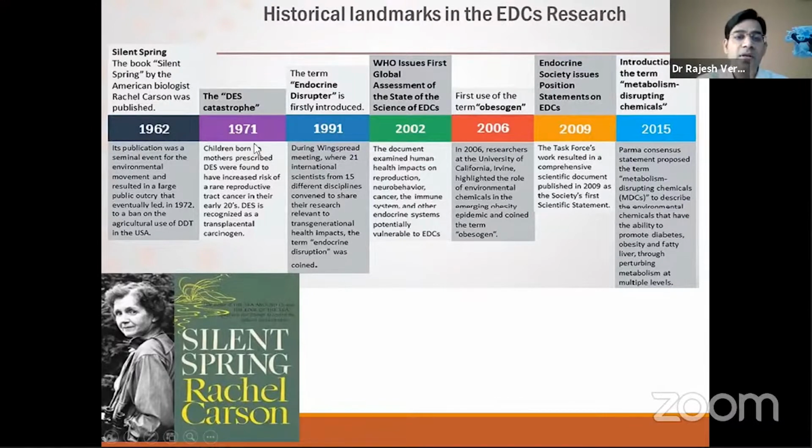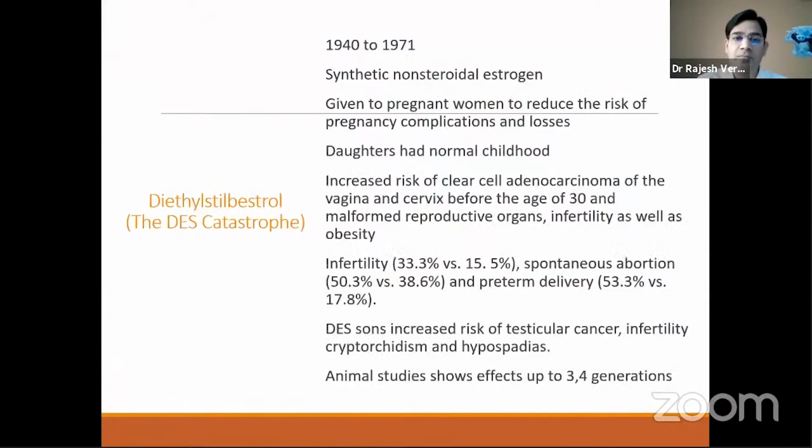In 1971, the DES catastrophe, which I will be discussing in the next slide. In 1991, the term endocrine disruptor was finally introduced. WHO issued the first global assessment of the state of science of EDCs in 2002. The word obesogen was coined in 2006. In 2009, the Endocrine Society issued its position statement on EDCs. And in 2015, the term metabolic disrupting chemicals was introduced.